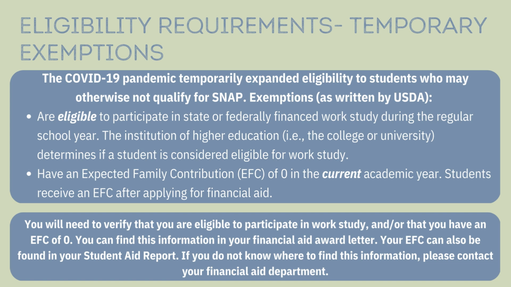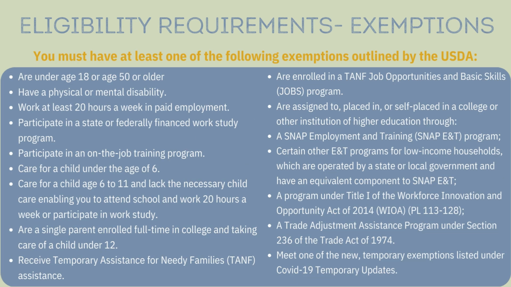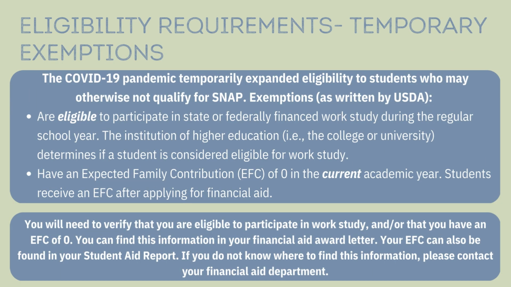So what I mean by this, we said in the last slide here, I'm going to go back right here, that if you participated in a state or federally financed work-study program, that is an exemption. However, here, the difference is that you only have to be eligible now to participate. You don't have to be participating in the work study. So let me clarify again. If you are eligible for work study, but you're not currently doing it, you might still qualify for SNAP. So to find this out, you would speak to your financial aid department. You would look at your application. We'll go over that in a minute.